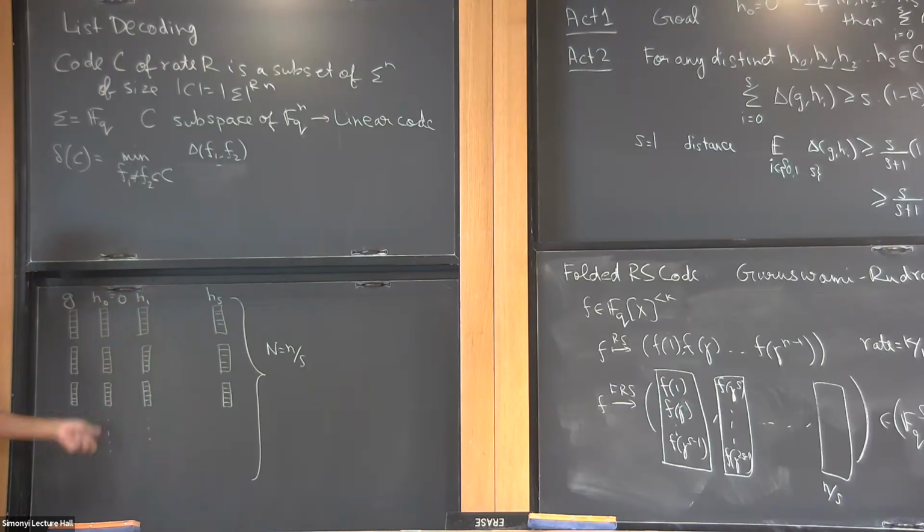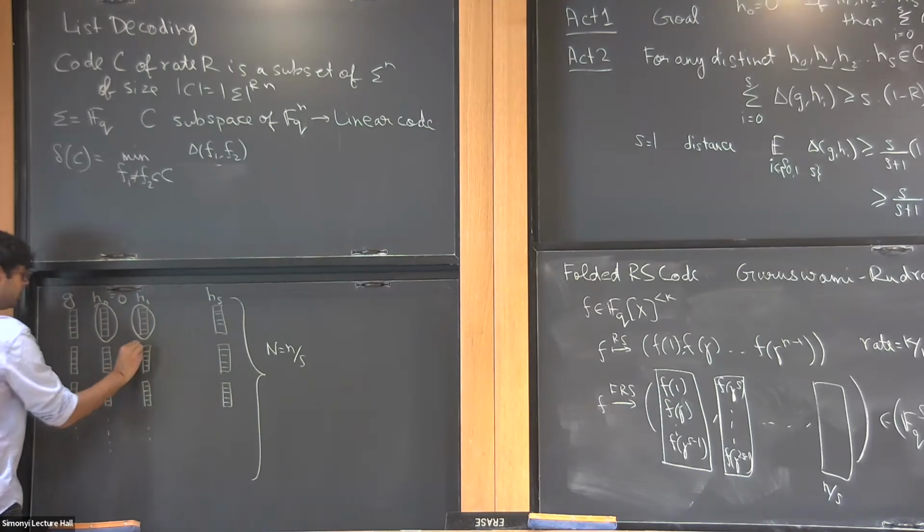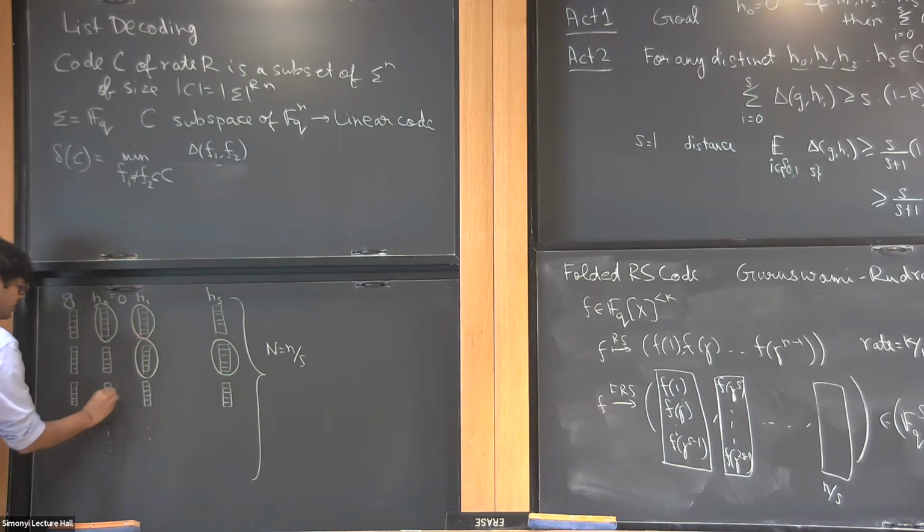So if I write down all the S code words like this, let me mark out where it agrees with G. Maybe in the first coordinate, H0 agrees, H1 agrees, and the rest of them don't. In the second coordinate, maybe HS agrees. And in this one, maybe only H0 agrees, and so on. So there are S code words. There is some G. This is adversarial. It could be anything.